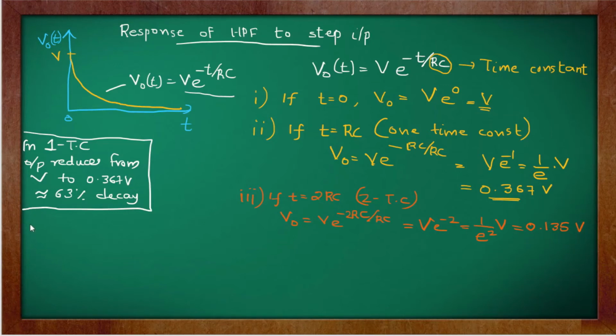So the conclusion is that in 2 time constant duration, output reduces to 0.135 V. What is this 0.135 V? It is approximately 87% decay. So in 2 time constants, output reduces almost 87%.